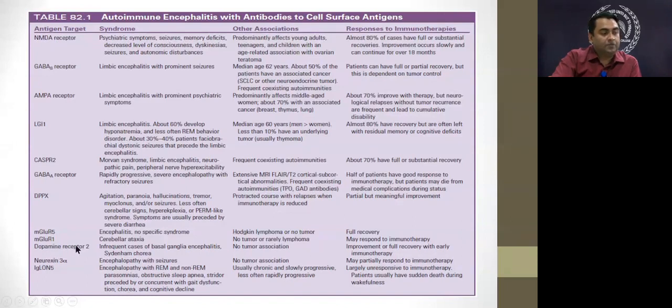Basal ganglia or dopamine 2 receptor encephalitis is not typically associated with a tumor, typically presents in children, and full recovery is expected. Neurexin 3 alpha presents typically with encephalopathy with seizures, usually no tumor association, and responds fairly well to immunotherapy. Lastly, IgLON5, which is an encephalopathy with sleep behavior disorders, including OSA or stridor, and can be preceded by cognitive or gait dysfunction.